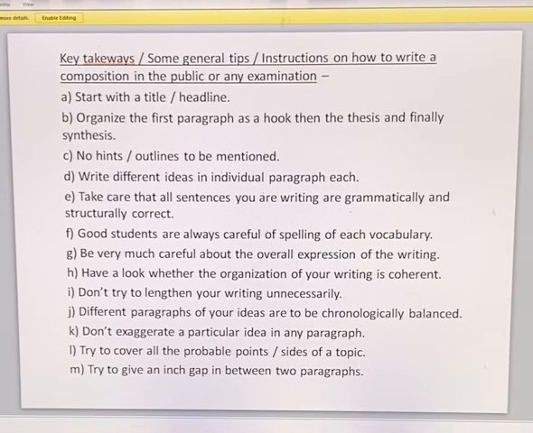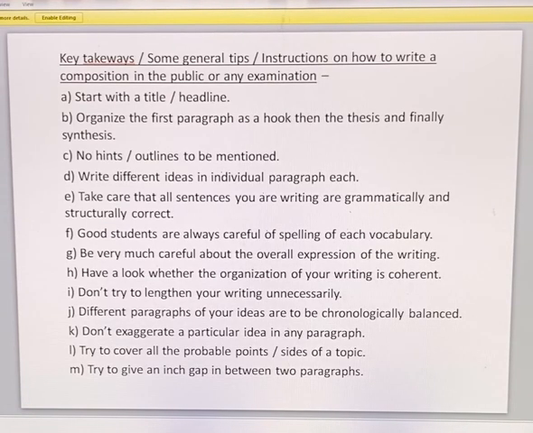Finally, don't exaggerate a particular idea in any paragraph. For example, you're writing a composition and you are writing a particular paragraph for 3 or 4 pages. This is too much. You cannot do it. That's why each of the paragraphs should be to the point.